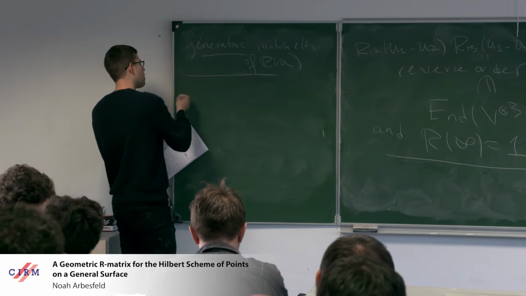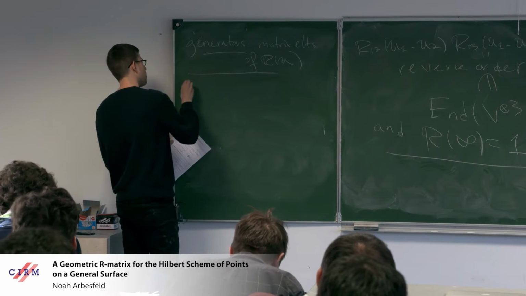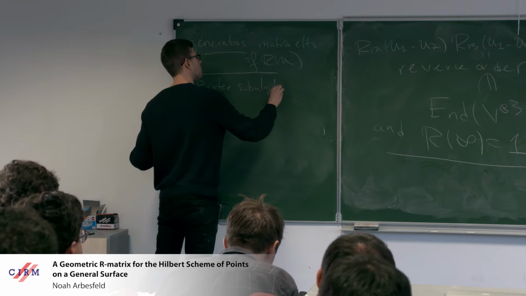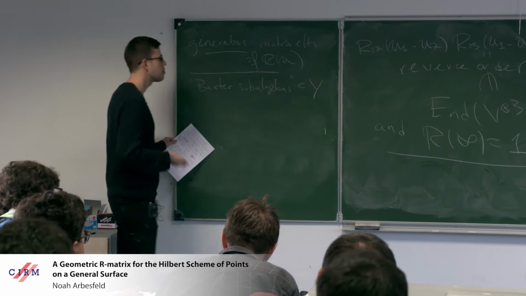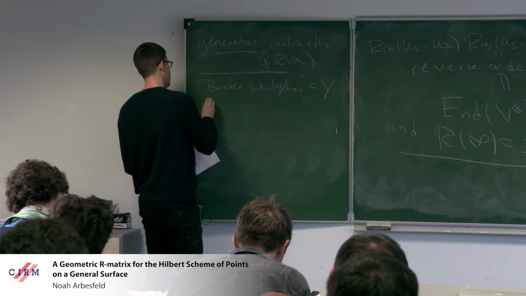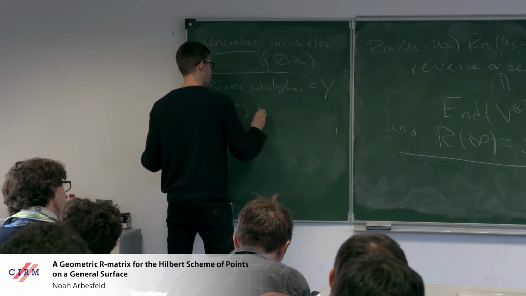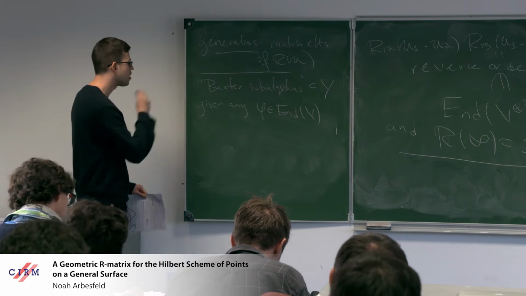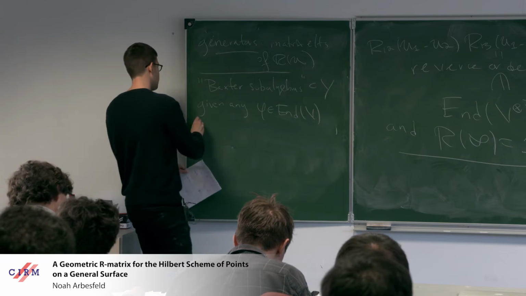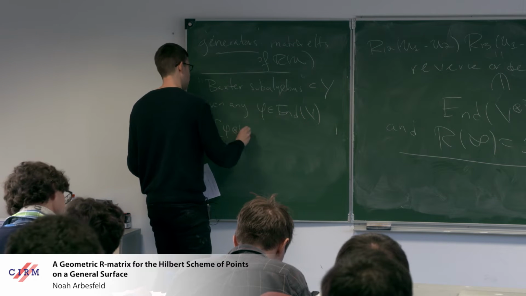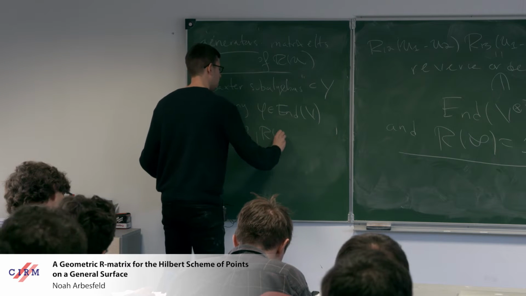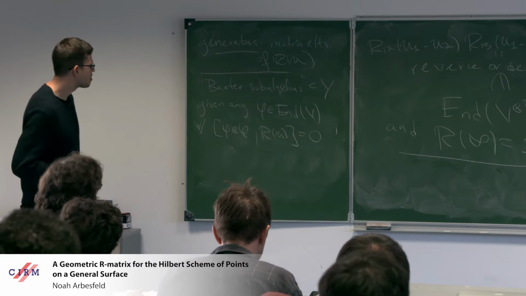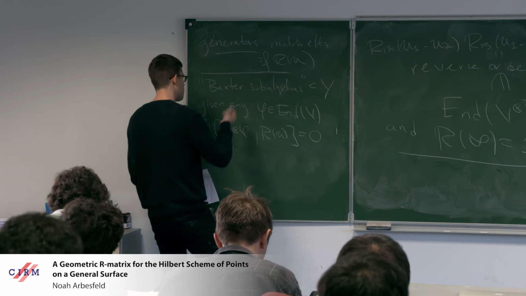I can read off also commutative subalgebras. So we get what are called Baxter subalgebras in Y. And these arise if I have some endomorphism in my vector space that commutes with the R matrix, then taking matrix elements of this phi produces commutative subalgebras.